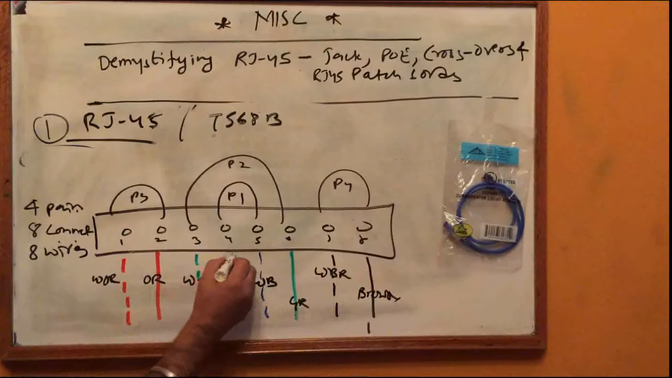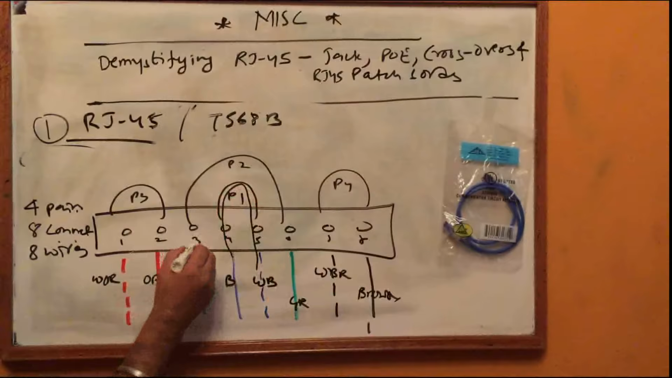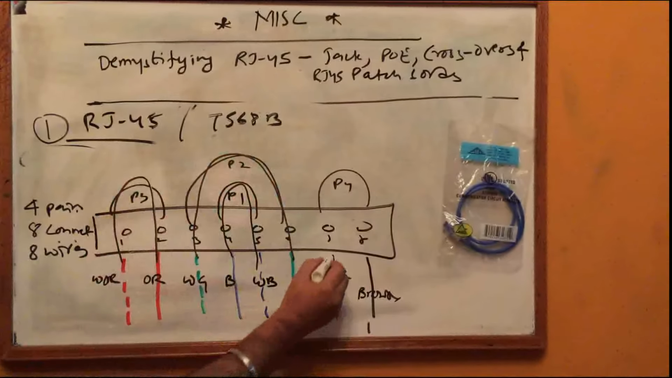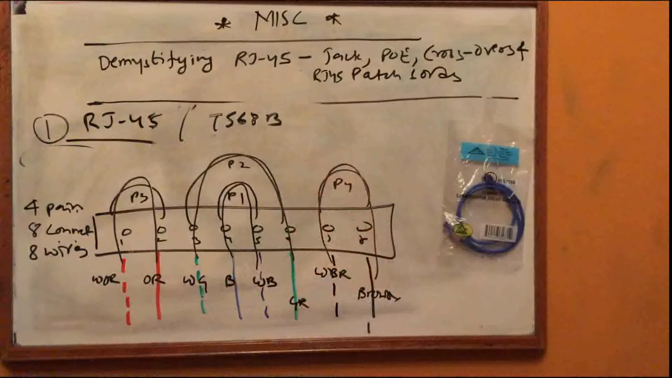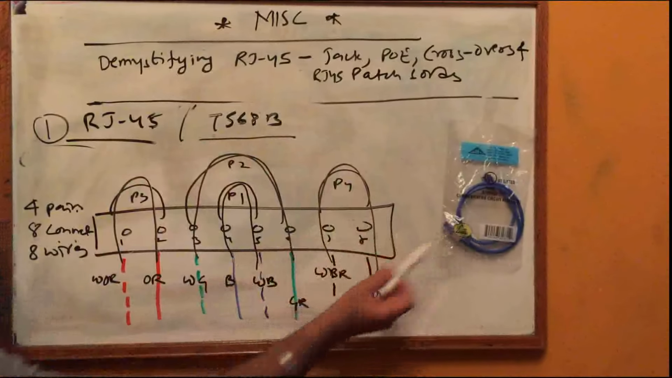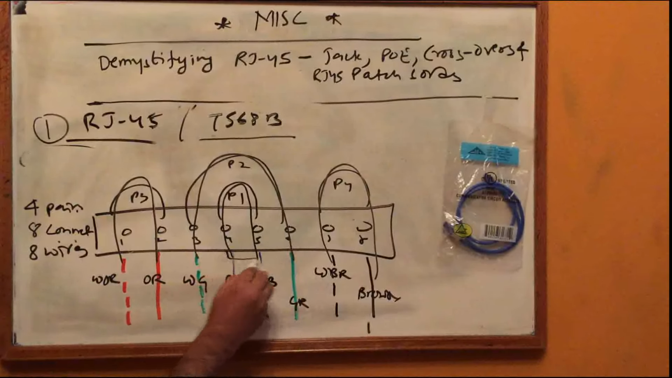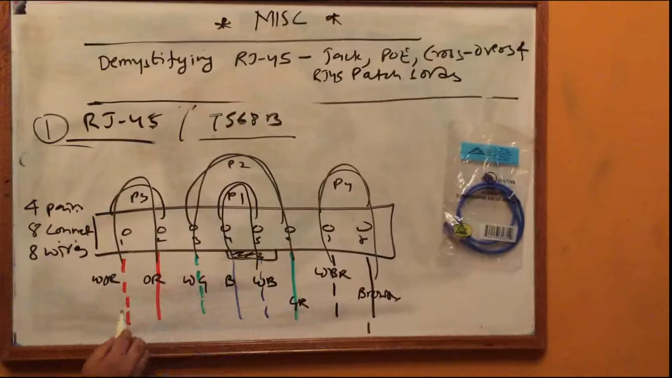So pair number 1 is between blue and white blue, then white green and green, white orange and orange, and white brown and brown. What is this standard? This is called the T568B standard. So if you look at the cable and cut it, looking from the front, if the cables are connected like this, it means it's a 568B standard wire. I hope this is clear to you guys.